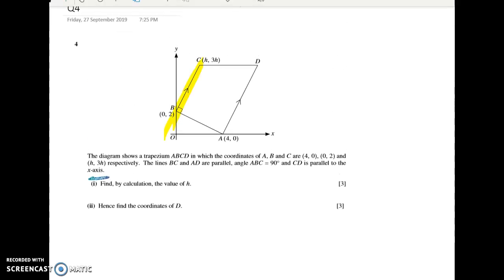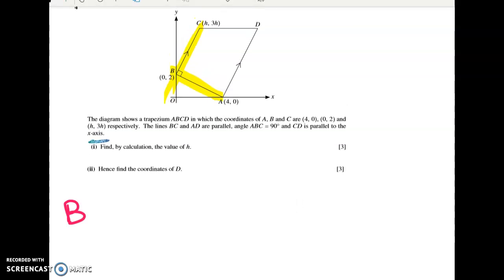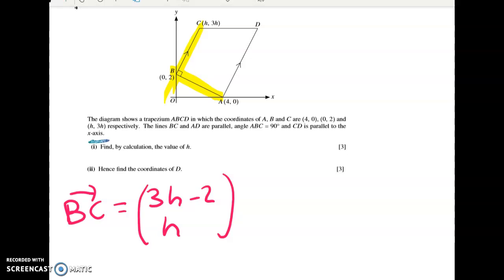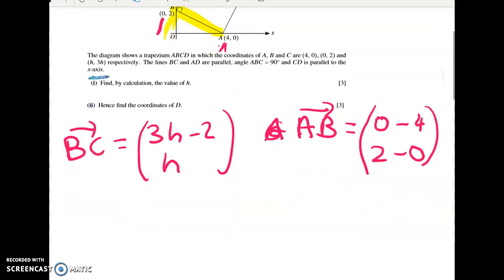So we've got this vector here, thinking of them now as two vectors, and this vector here, and we know that they're perpendicular. So let's write BC as a vector, and it's going to be 3h minus 2 and h. And vector, which way am I going to do it? Doesn't matter. I'll do AB. Vector AB is equal to, be careful here, x coordinates. So from A to B, 0 minus 4. And then for the y coordinate, 2 minus 0.